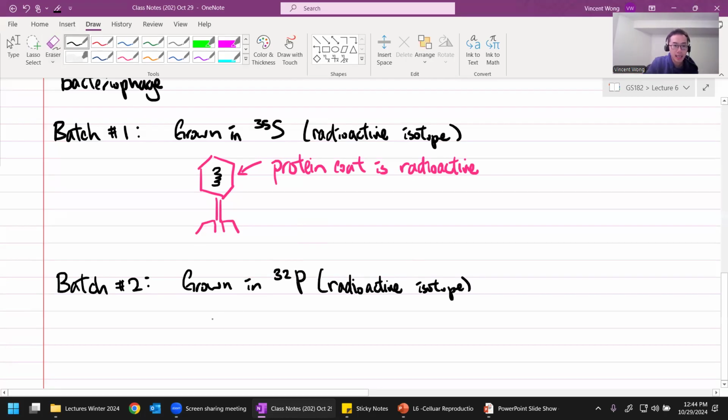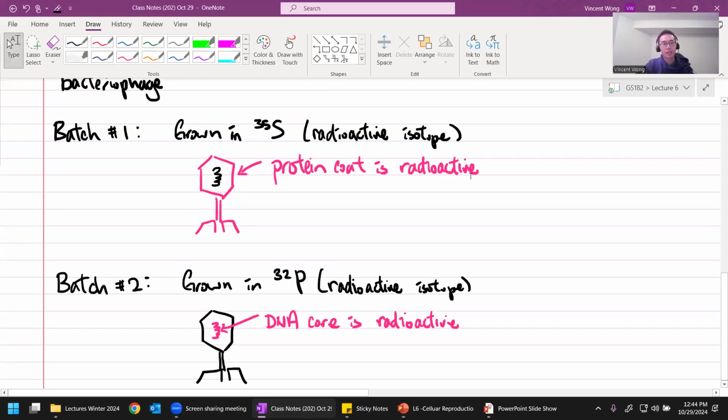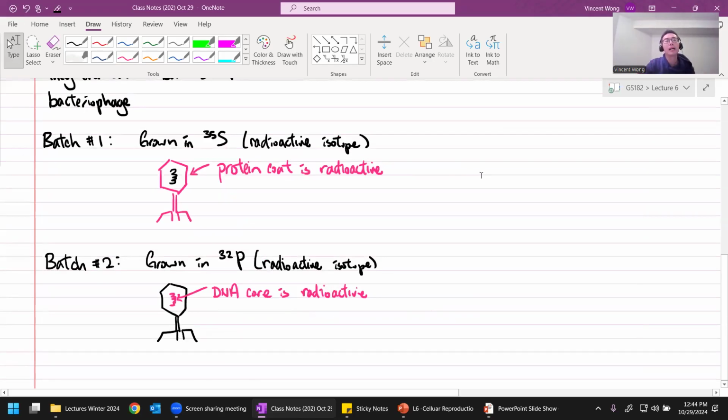In this case, the protein shell of the virus will be ordinary, and you really need color for these notes for it to make sense. Then you will have the radioactive DNA. The DNA core is radioactive. Okay, so there you have it: two batches of viruses.